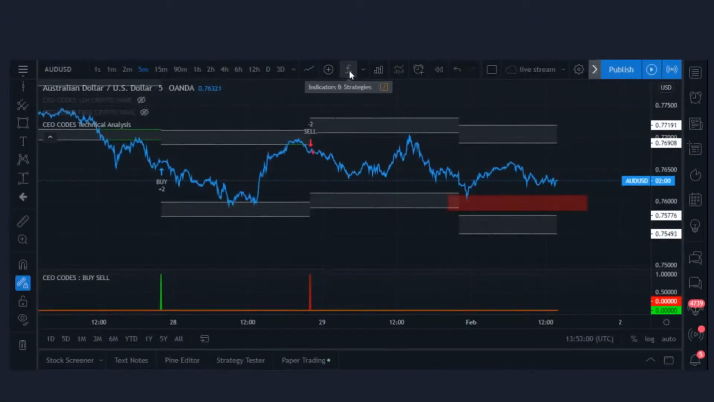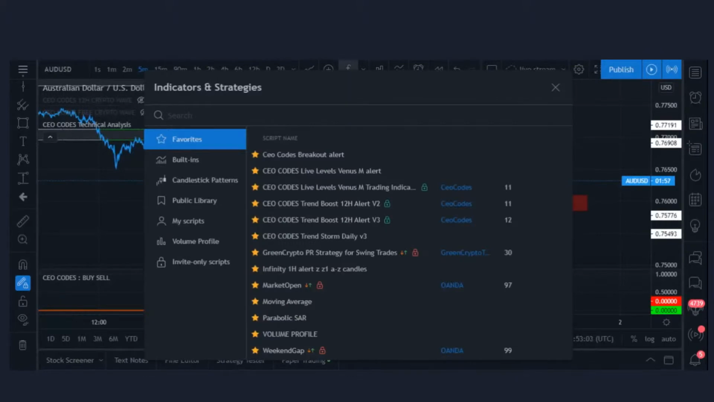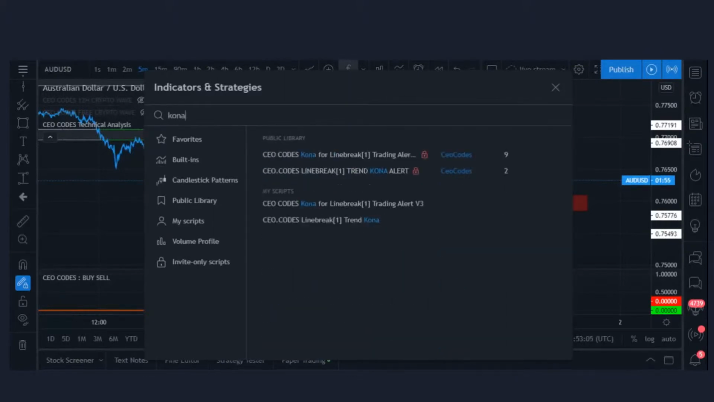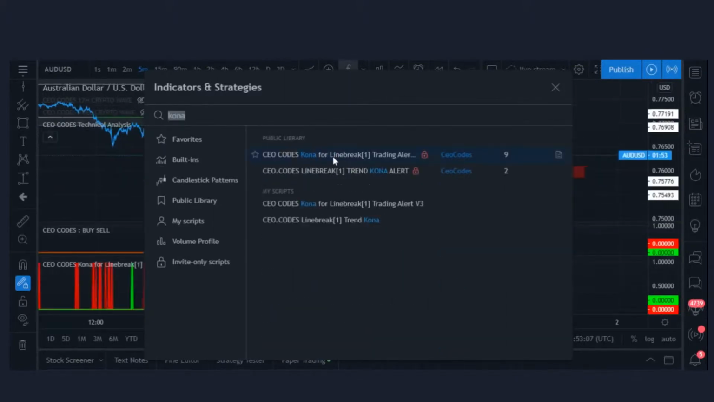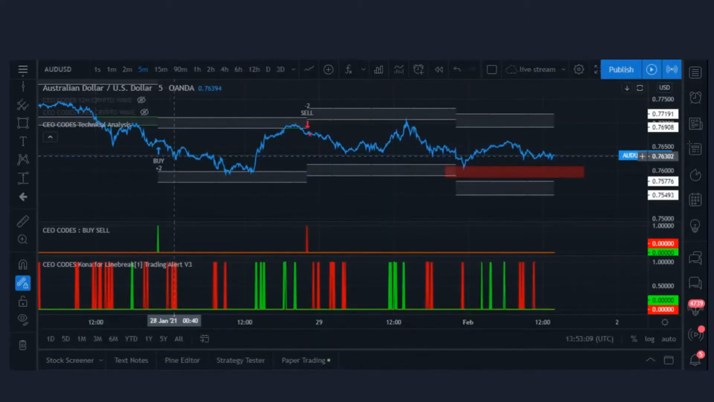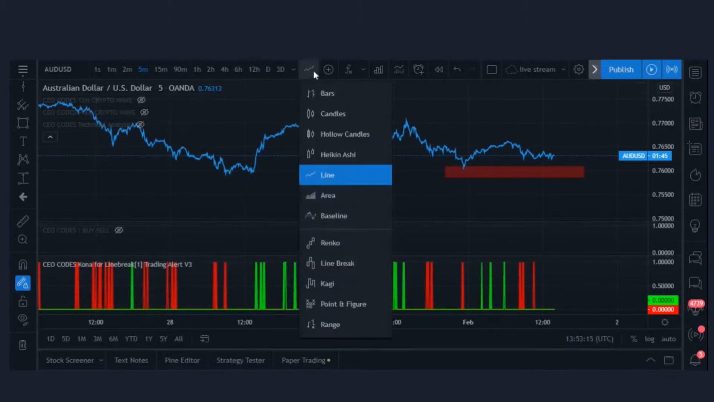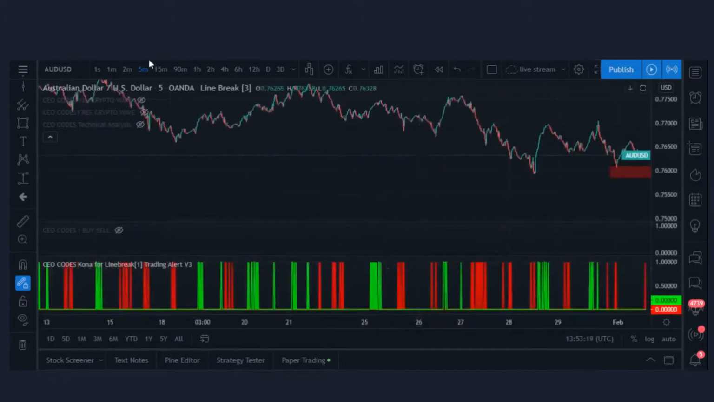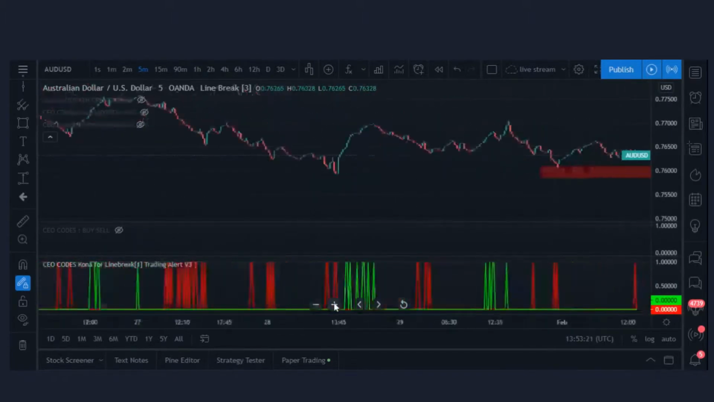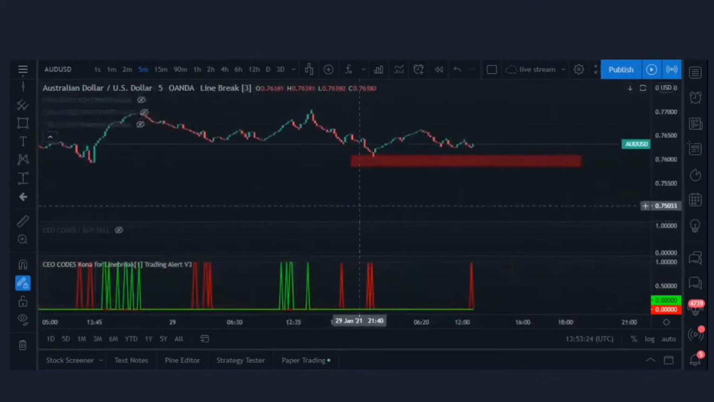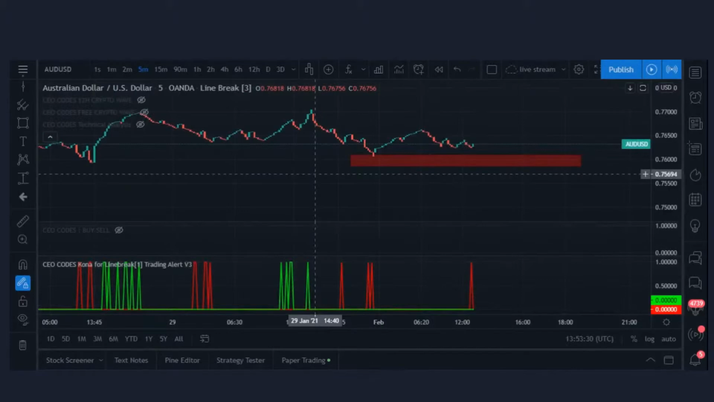So for example, we were talking about one of my indicators. It's called the Kona indicator, and I made this Kona for line break, which will not get moved. It does not repaint. Did you get what I'm talking about? It will not repaint. Look at that. Can you make money or not here? Of course you can make money.